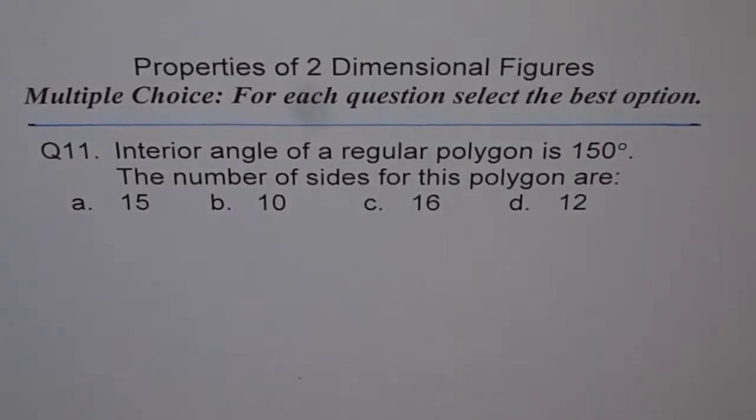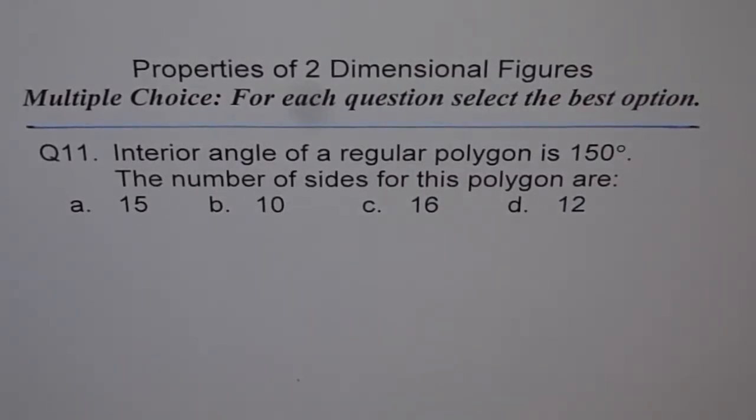Question 11. Interior angles of a regular polygon is 150 degrees. The number of sides of this polygon are, figure it out. So it's a multiple choice question on two-dimensional figures, right? And it's a very important, tricky question to do. Take your time and then make a choice. Well, if you have made one or if you need to look into my solution, here is one.